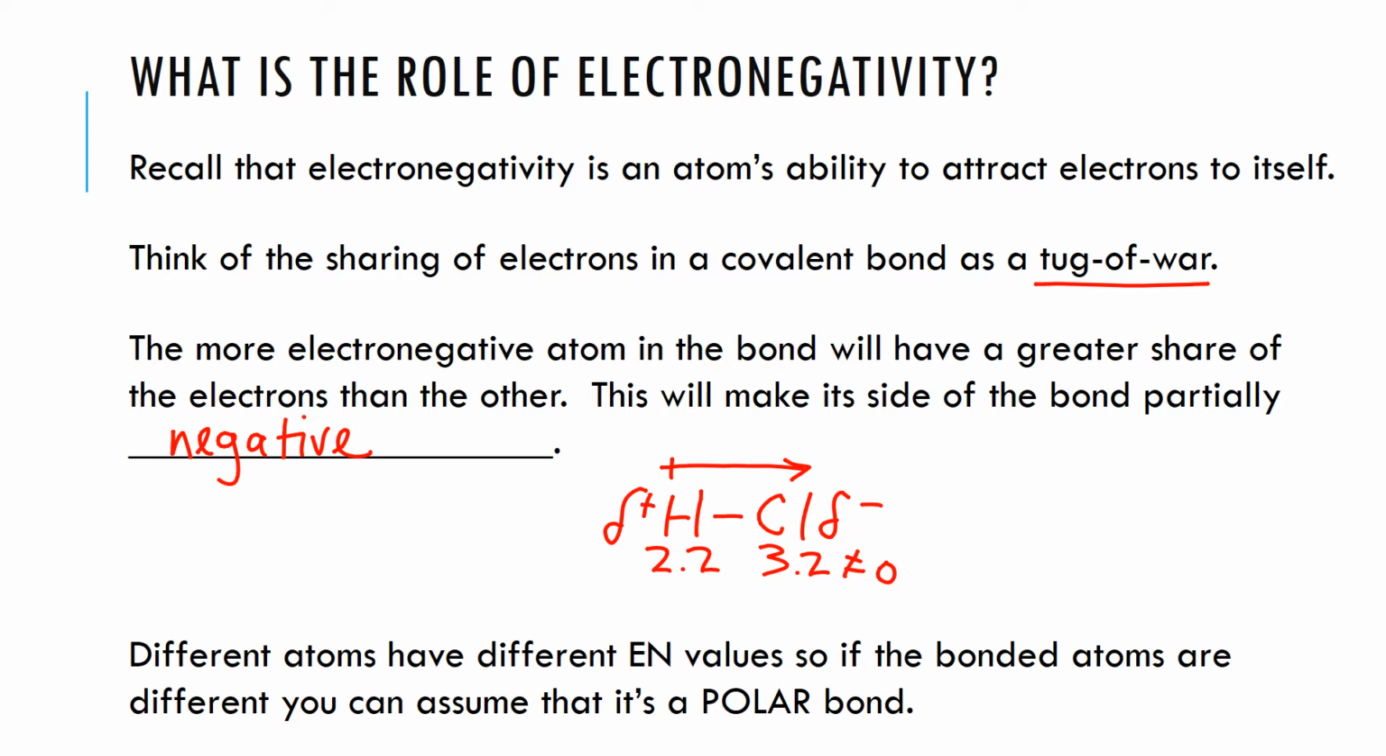So different elements, for the most part, will have different electronegativity values as far as you're concerned for this course. So if the bonded atoms are different, then you can go ahead and assume that the bond is polar. If the atoms are the same, like let's say it's two bromine atoms, since both bromine atoms have the same electronegativity, the difference between those values will be 0, and that would be a nonpolar bond.